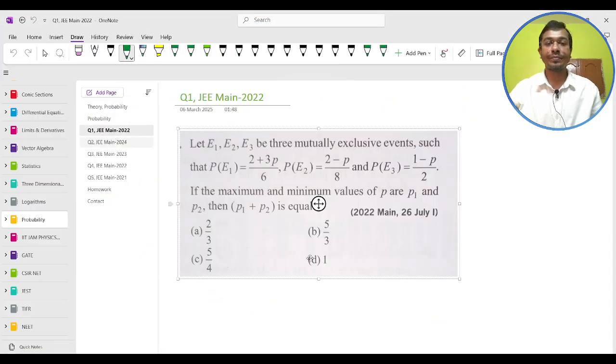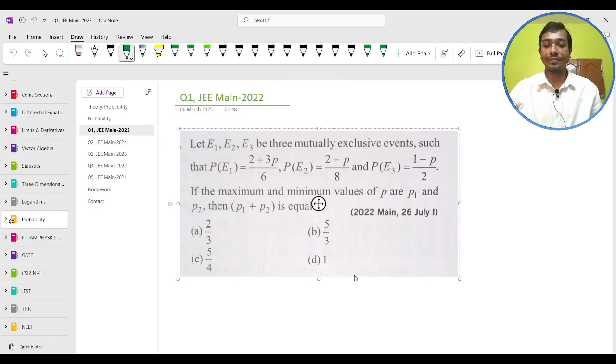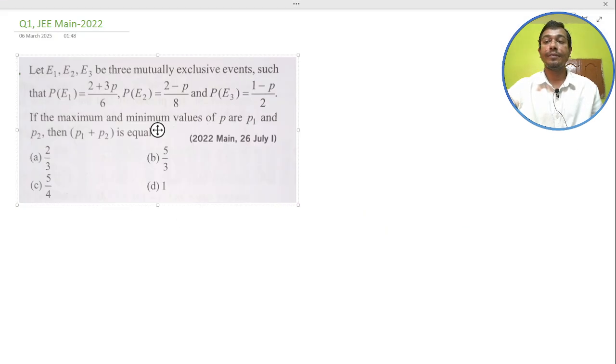Next, go ahead. Our problem discussion session. So, the first problem is coming from a recent question, JEE Main 2022.